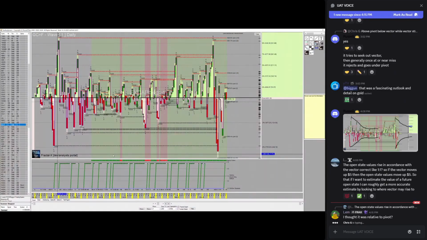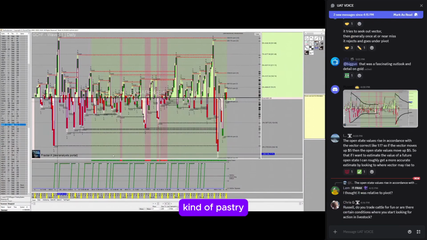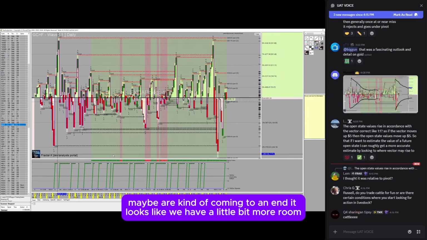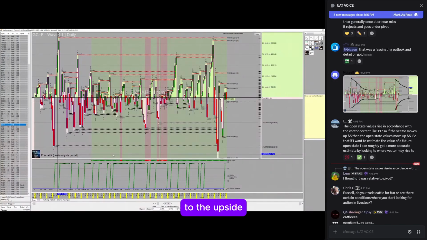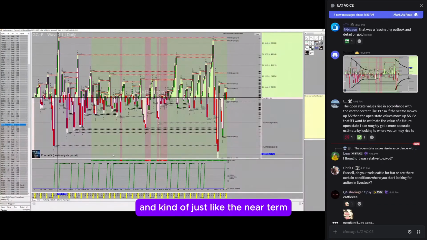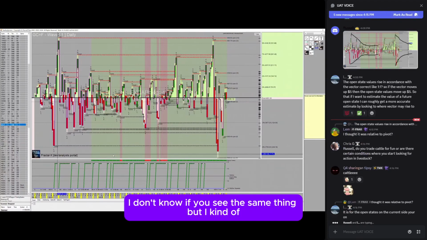I was also going to say the last thing. It looks like, based on your pastry squeeze cone, if we're in that process, the downside moves we've had in the past couple days maybe are coming to an end. It looks like we have a little bit more room to the upside within that cone for both gold and silver, in the near term. The H sequences have more magnitude potential than the L sequences. I don't know if you see the same thing, but I kind of am seeing that.